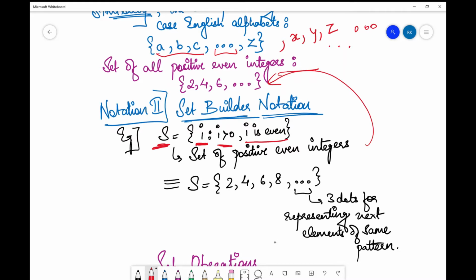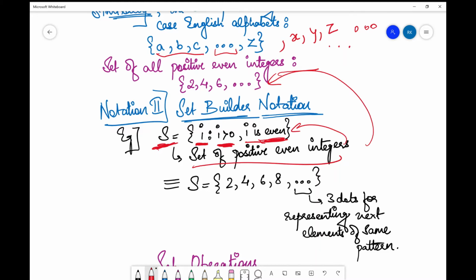I would write that it is a set of positive even integers. Okay, so it is a set of positive even integers. Similarly, it can be vice versa. It may be given that you just write down the set of positive even integers in set builder notation. Then basically you are given this and you need to write this.